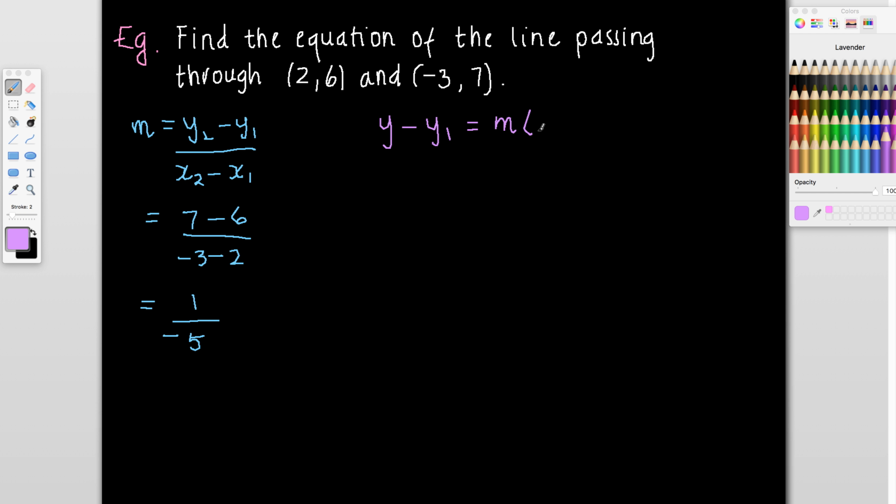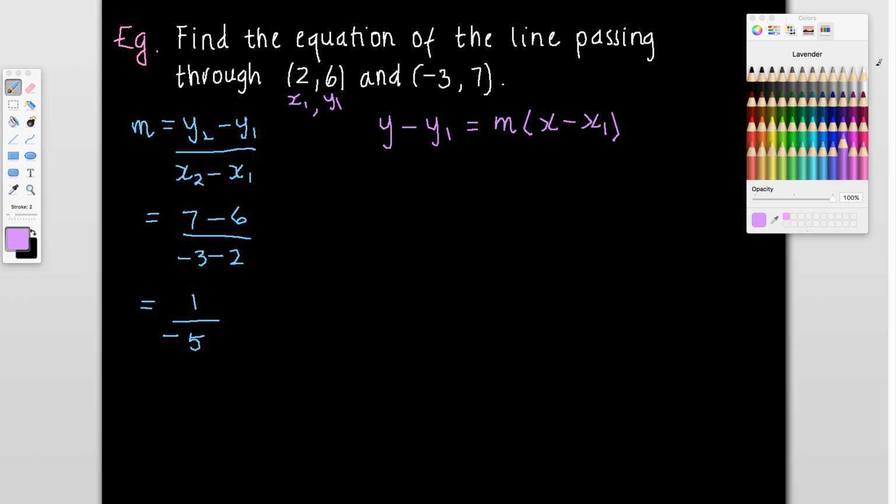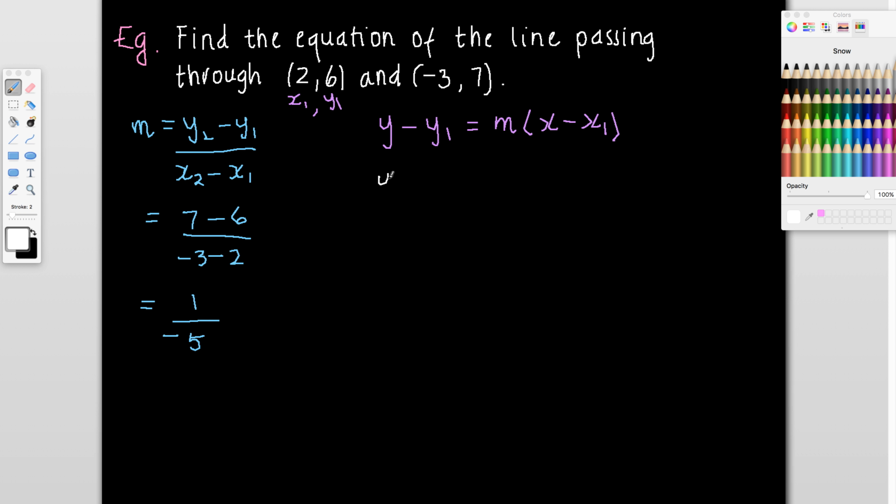I then have, of course, the point gradient form of a straight line, which looks like this. And at this point, you've got two coordinates to choose from. I'm just going to use this as my x1, y1. Doesn't matter which ones you choose. I could do it with this one over here, and I will still get the same line. I'll still get the same equation. So let's move back to white. Y minus 6 equals my gradient, which was negative 1 over 5, x minus, and I've got x value of 2.